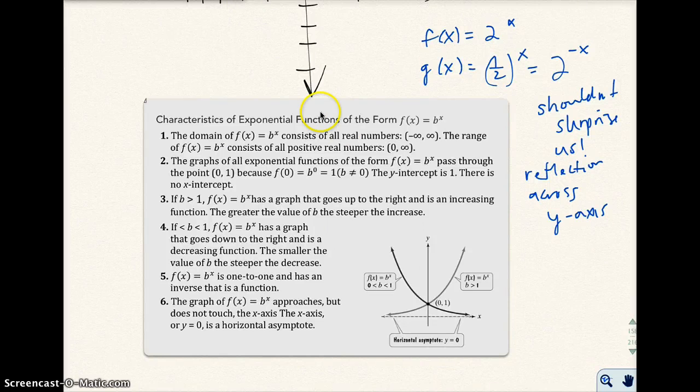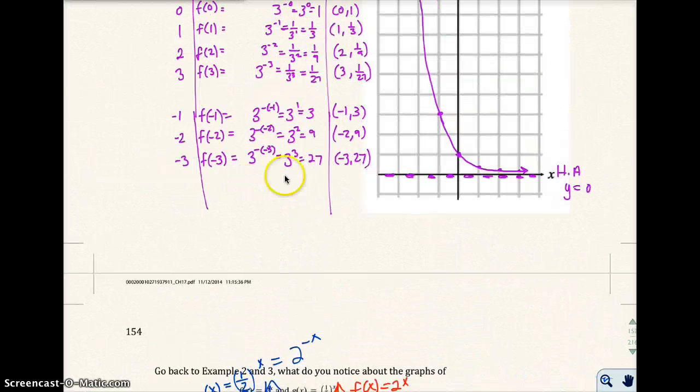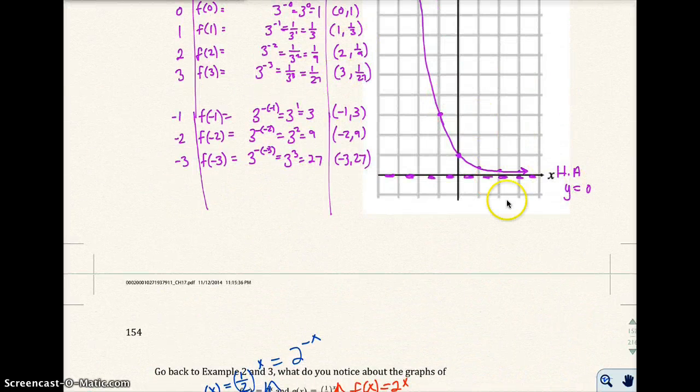Every graph is going to go through (0, 1), because when you put 0 in, it doesn't matter what the base is, say 3 to the 0, 4 to the 0, 5 to the 0, as long as it's positive and not 1. Any value to the 0 power is going to be 1. So (0, 1) is always going to be a point. It's going to be the y-intercept. There's never going to be an x-intercept, because these graphs never cross the x-axis.